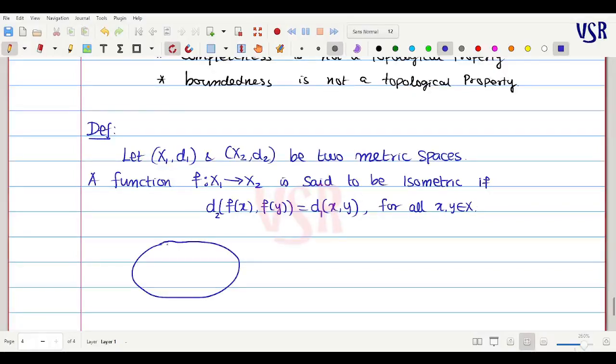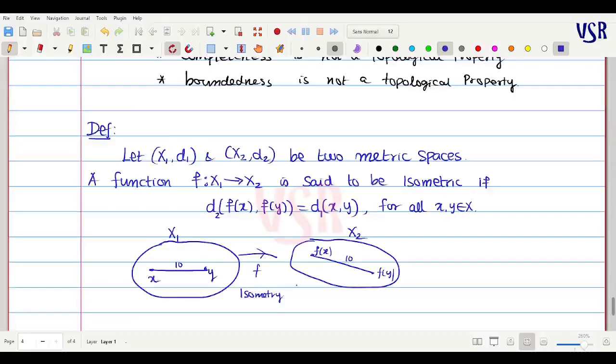Suppose this is my X1 and this is my X2. Here I have two points, this is x and this is my y. Suppose the distance between them is 10 units. Then f(x) is here and f(y) is here, and the distance between them must also be 10. If this happens, then the map f is called isometric.